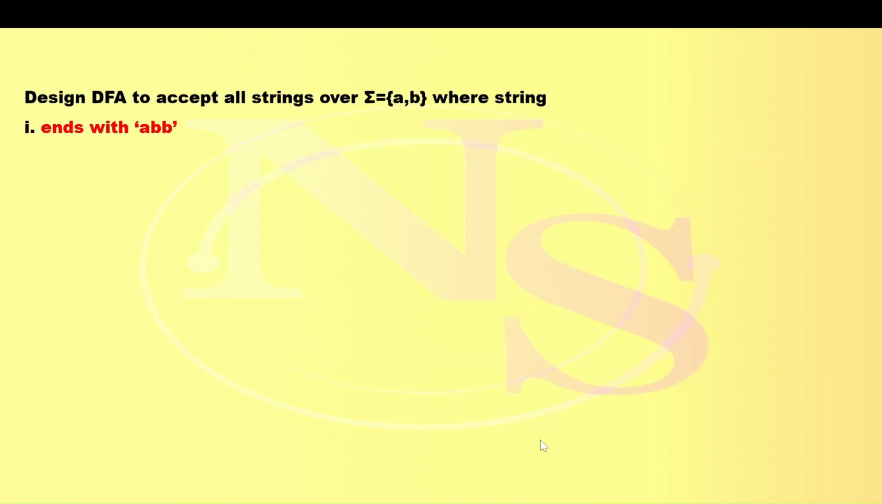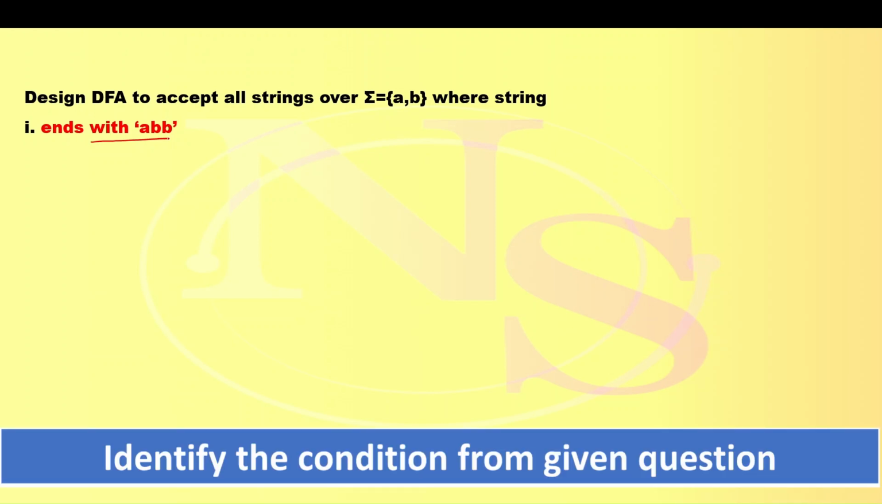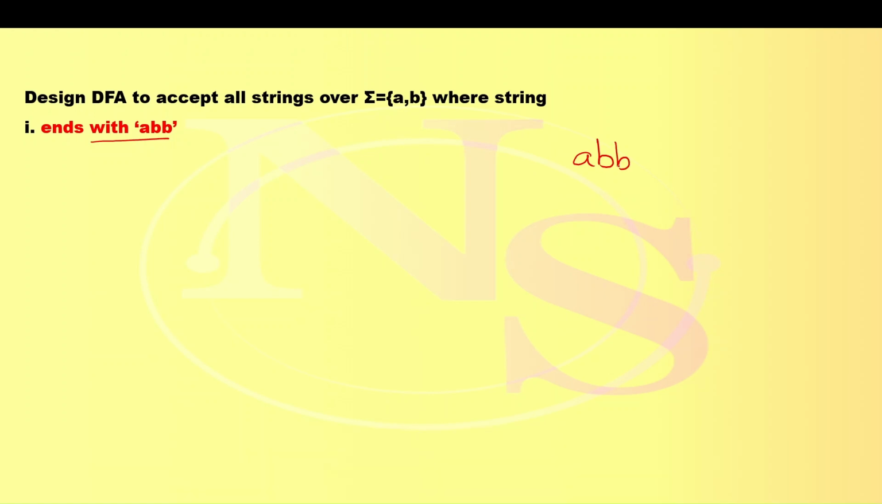Hi everyone, let's continue with one more possibility where the string is ending with ABB. How to design a DFA in this case? First, identify and try to understand the condition. Here the string should end with ABB. The last three symbols should be ABB, but before that any symbol can come.